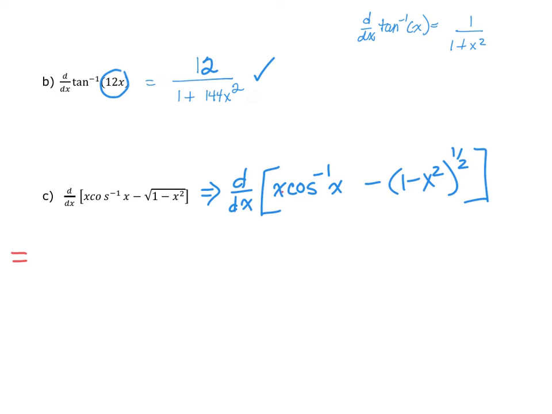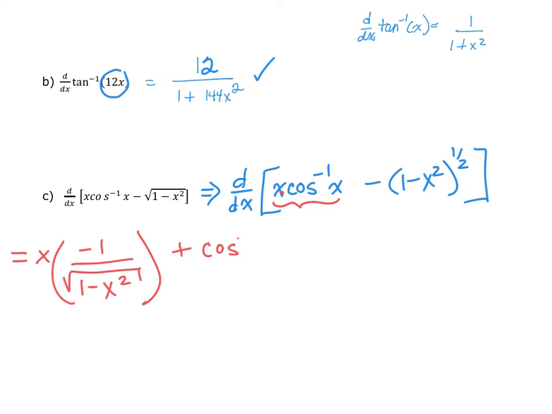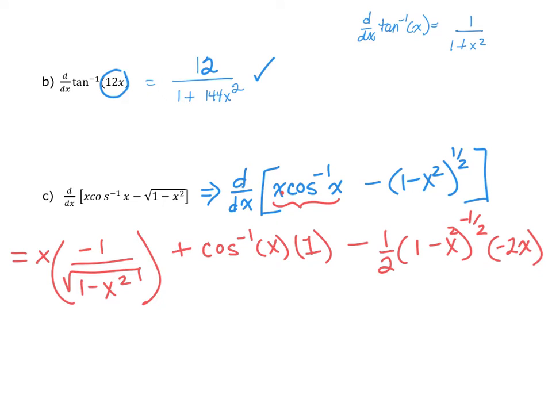So here I'm going to use a product rule. The first times the derivative of the second, which is minus 1 over the square root of 1 minus x squared, plus the second times the derivative of the first, and then the power rule here, minus 1/2 1 minus x squared to the minus 1/2 times minus 2x.